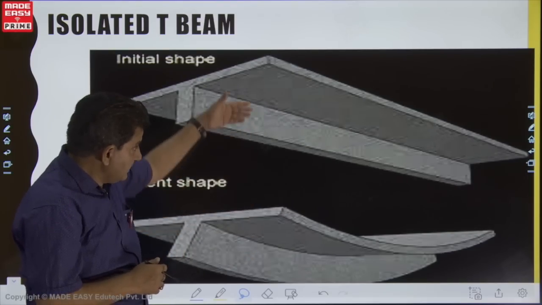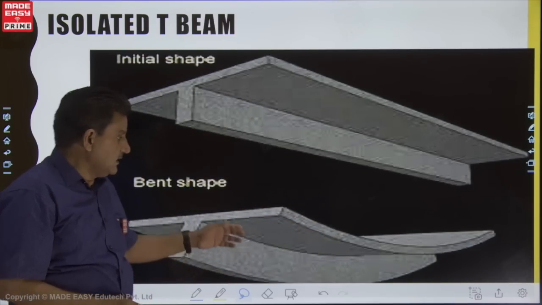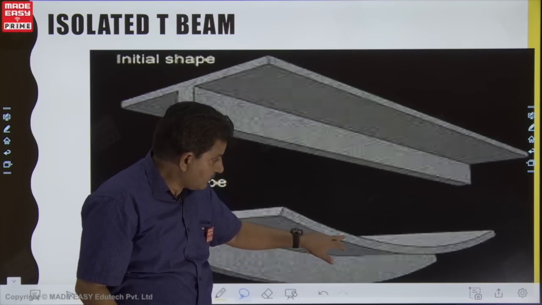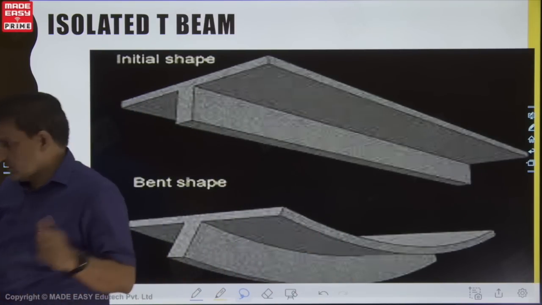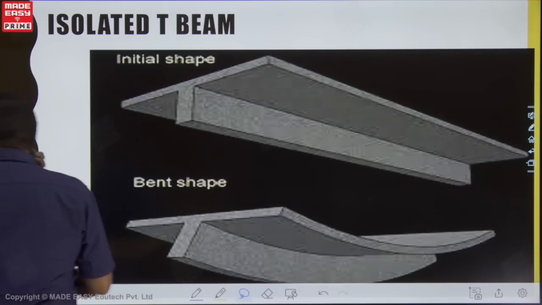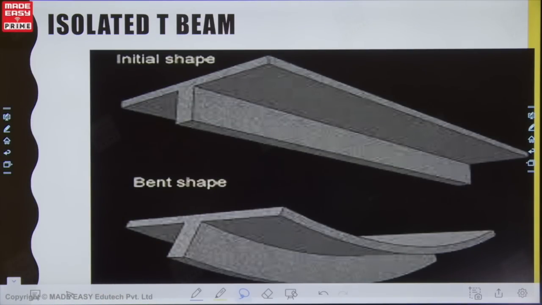In this case, if the beam bends in this manner as shown in this figure, then the tension will be developed in the bottom web portion and compression will be at top. So for this type of bending, we have to calculate the moment of resistance of the section. Let me show you what will be the type of a continuous beam.